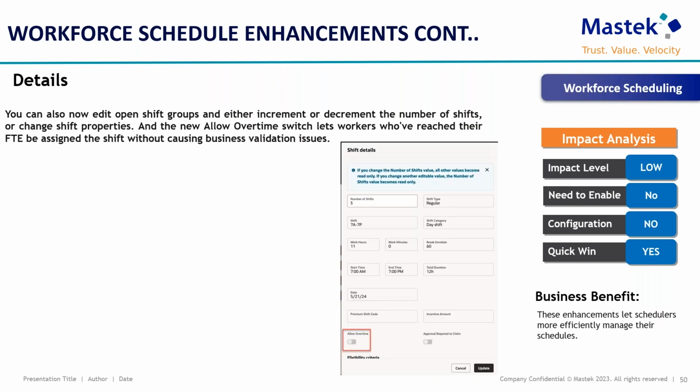The other feature alongside workforce schedules is, as we have seen on the first slide on workforce schedulers, when employees are adding their schedule details, they can select the allow overtime and incentive amount. Similar to that, here we can also edit open shift groups and either increment or decrement the number of shifts. And alongside, it will give us an option to allow the overtime. So that's the checkbox or a switch enable button, as you can see on the screenshot, that will allow employees to allow the overtime.